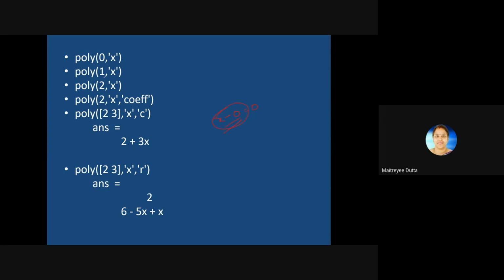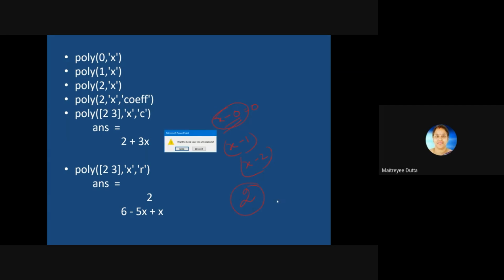For example, 1 and x. X minus 1, that is, actually 1 is your root, so the polynomial is x minus 1. Similarly, poly 2 comma x means the polynomial is x minus 2, right? Then if 2 is your coefficient, coefficient means that you will get only 2, because this 2 is a coefficient of x to the power 0. So the value you will get is only 2.